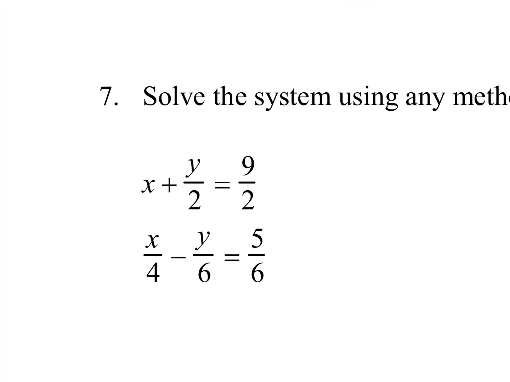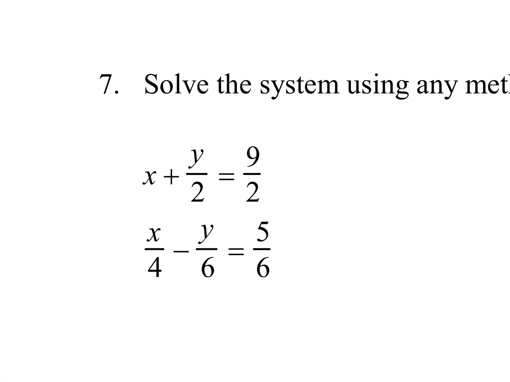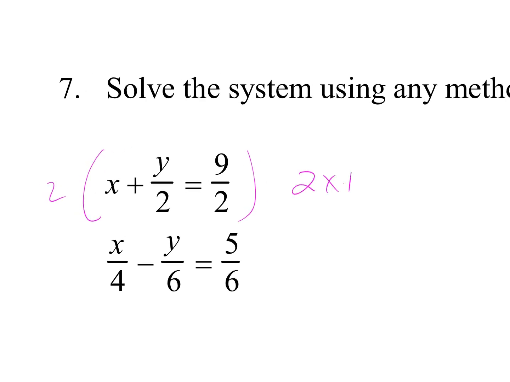All right, look at 7. What's the problem with 7? Fractions. Can you guys work with fractions? Absolutely. But do we want to? No. So I'm going to multiply this top equation by 2. So this is going to become 2x plus y equals 9. What am I going to multiply the bottom equation by? If we multiply by 6, is my denominator going to go away? Do 6 and 4 divide into each other? What is a common number that they both have? 12. Okay, let's multiply by 12.